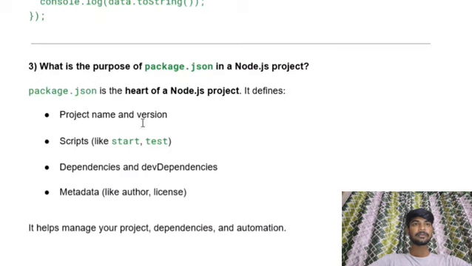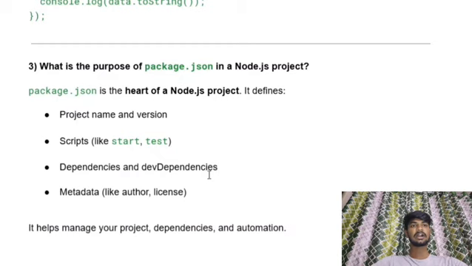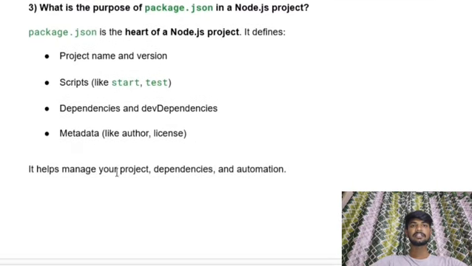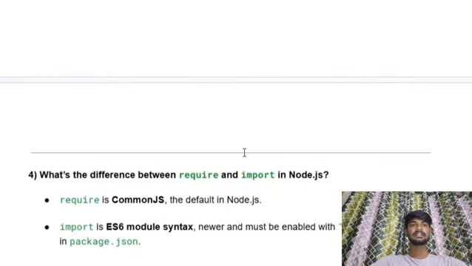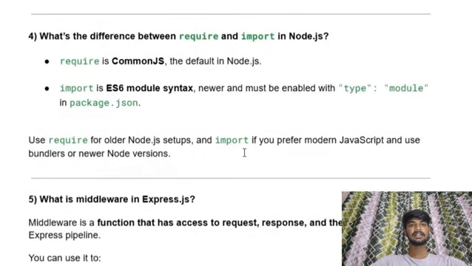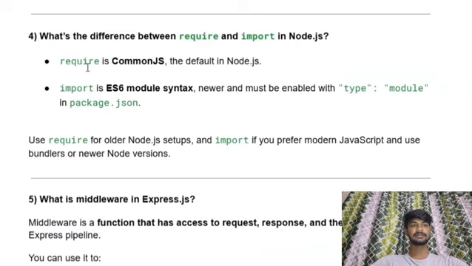What is the purpose of package.json in a Node.js project? Package.json is the heart of the Node.js project. It defines the project name and version, scripts like start and test, dependencies and devDependencies, and metadata like author and license. It helps to manage the project dependencies and automation.